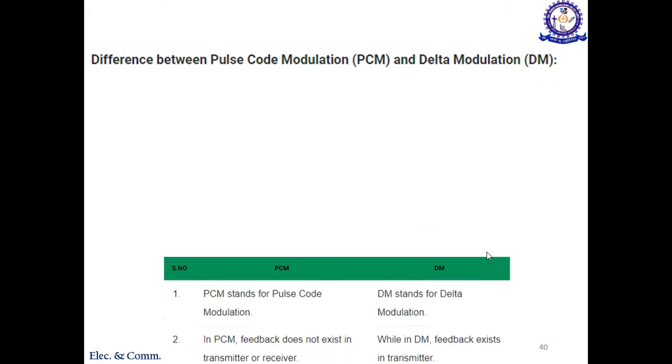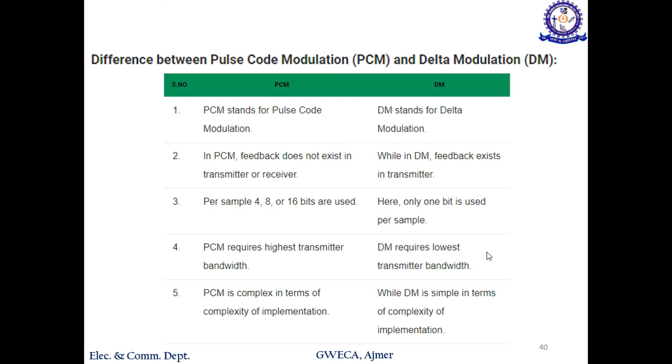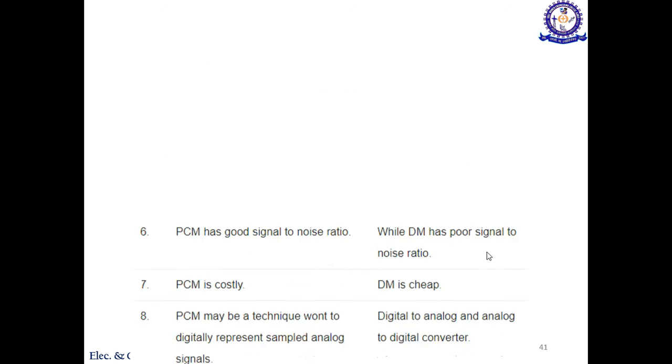So what are the main differences between delta modulation and pulse code modulation? PCM stands for pulse code modulation, DM stands for delta modulation. In PCM, feedback does not exist in the transmitter or the receiver, while in DM, feedback exists in the form of an integrator. Per sample, 4, 8, and 16 bits are used in PCM. Here only 1 bit is used. PCM requires higher transmission bandwidth, DM requires lower transmission bandwidth. PCM is complex in terms of implementation, while DM is much easier to implement.